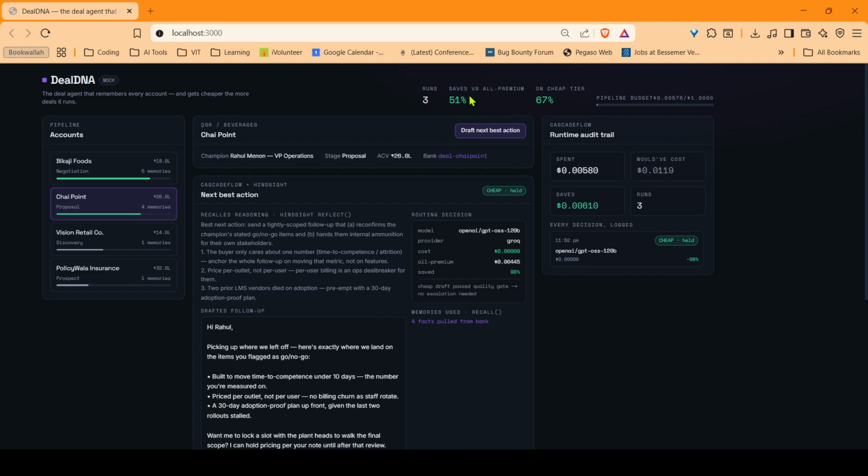And now you can see there are some stats over here, which is saved versus all premium and on the cheap tier. So what surprised me is that memory isn't just a quality thing, it's a cost thing as well. You would think that using memory, more tokens are being used to save more information. But once the agent remembers the context, more drafts get easier, so it doesn't require more complex thinking. And as it requires easy thinking, and easy thinking does not need expensive models, the memory made the work actually easier and cost us fewer tokens, and the runtime layer also cashed in at the right time.